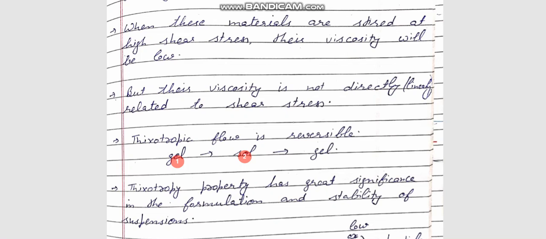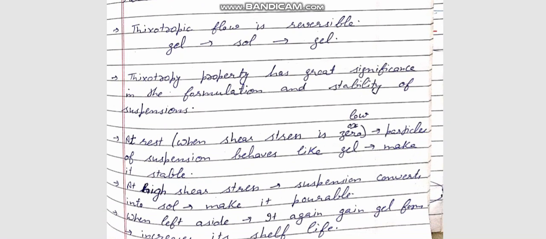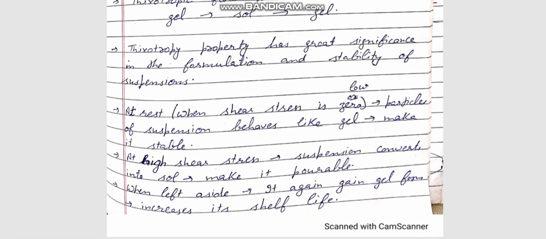The thixotropy property has certain significance in the formulation and stability of suspensions, for which this property is used in pharmacy. At rest, when the shear stress is zero, it means no force is applied on a particular formulation. Then the particles of the suspension behave like a gel, meaning their viscosity is high. It makes the formulation stable. And when high shear stress is applied, the suspension converts into a sol, making it pourable. Only then can we take the formulation out of the container. It is helpful in case of suspension.